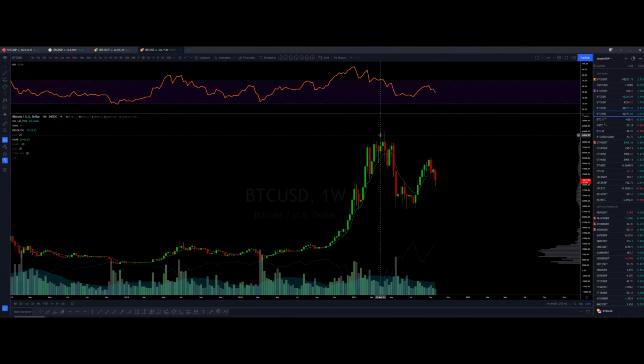We need to break this zone, and you can't just fake it out with a wick like that. You need to break it, then come back, possibly retest it, and then commence the bear market. So anyway, that's the scary scenario, right? That's the scary scenario, and that's what we're looking at.